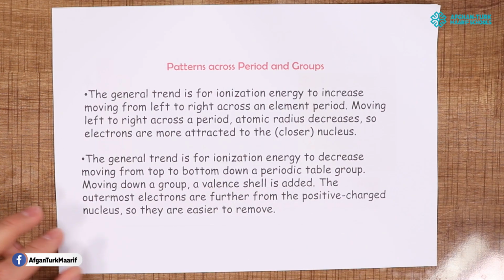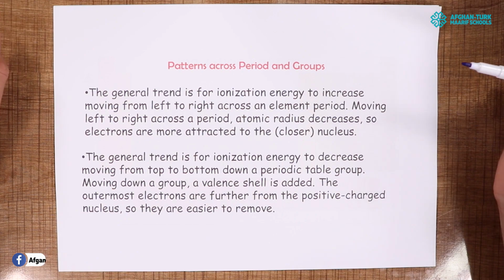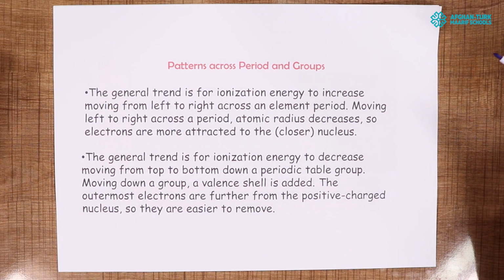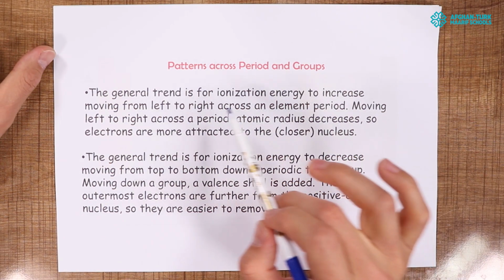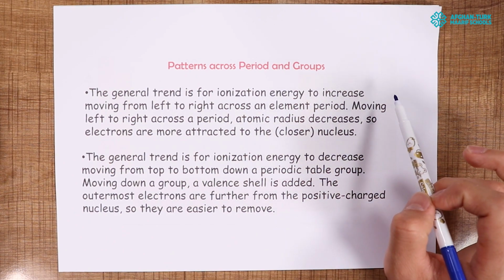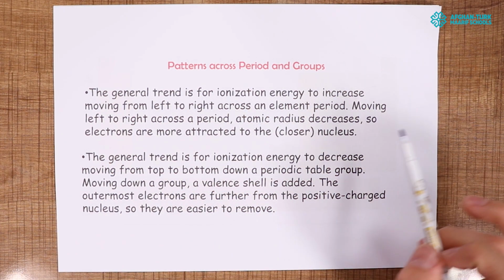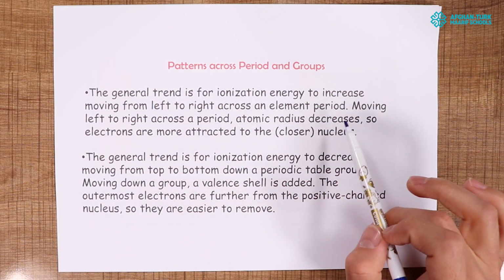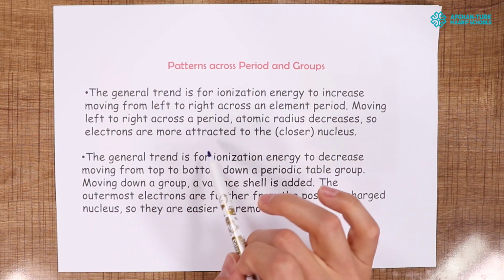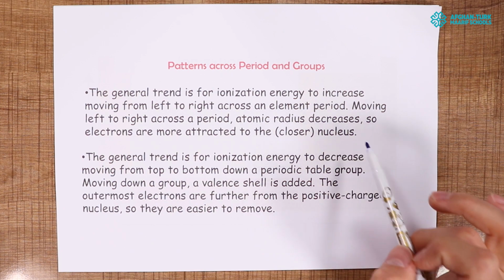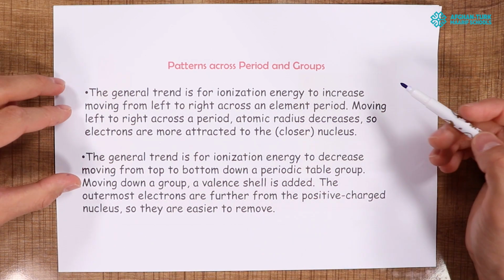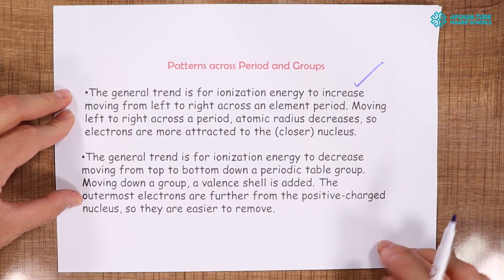Next, patterns across periods and groups for ionization energy. The general trend is for ionization energy to increase moving from left to right across a period. Moving left to right across a period, atomic radius decreases, so electrons are more attracted to the nucleus, which means that ionization energy will increase.